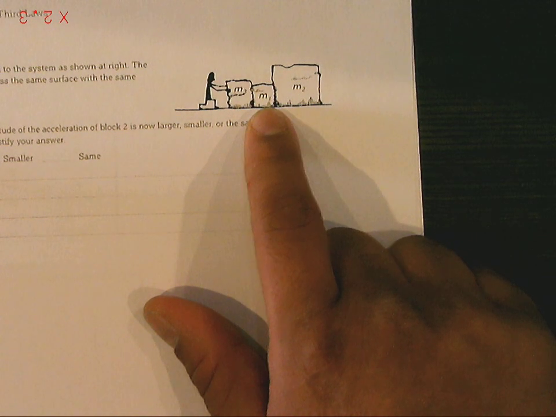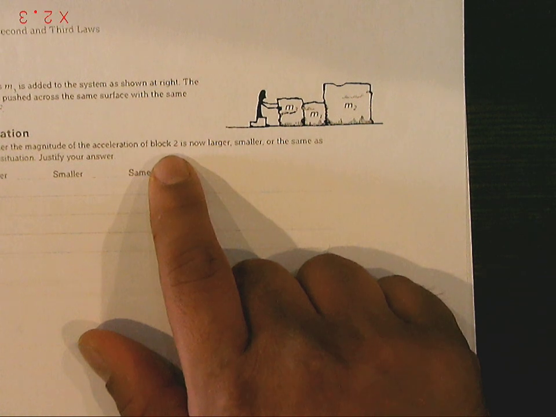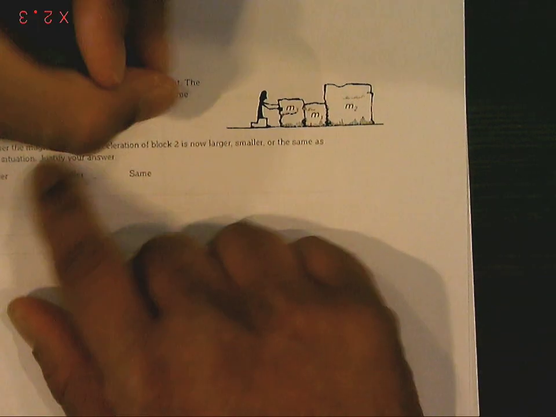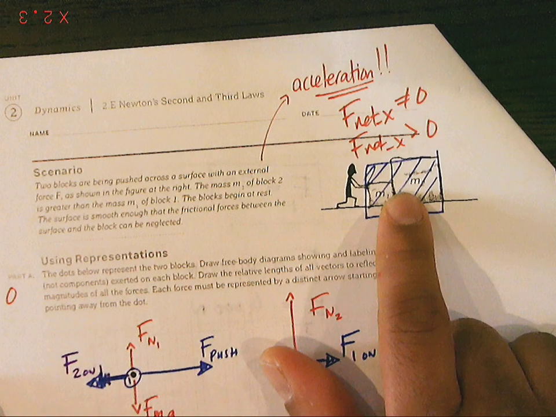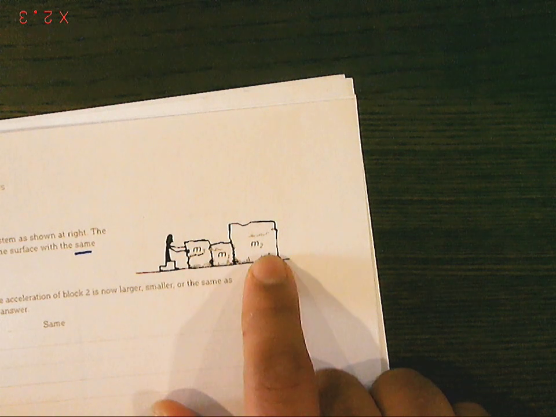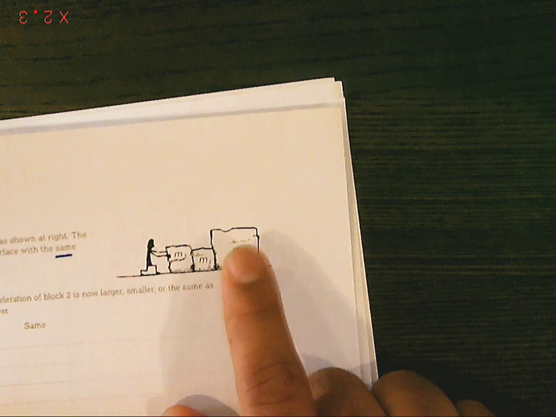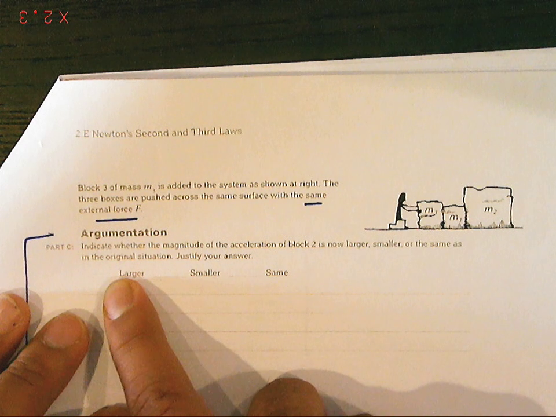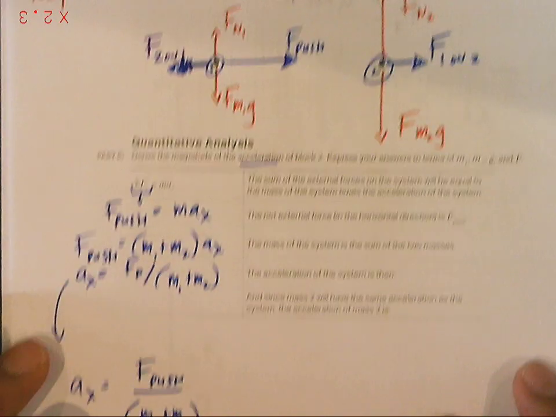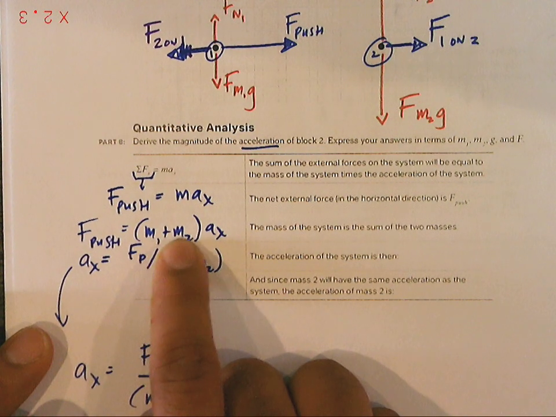Okay? Will the acceleration of block 2, he's pushing with the same force. Pushing the exact same force as he did in this 2-block system. But now the same force is applied to a 3-block system. Will this block of the M2 have the same acceleration, a smaller acceleration, or a larger acceleration? My hint? Go back over here. What do we do here for the total mass? How will that affect your acceleration?